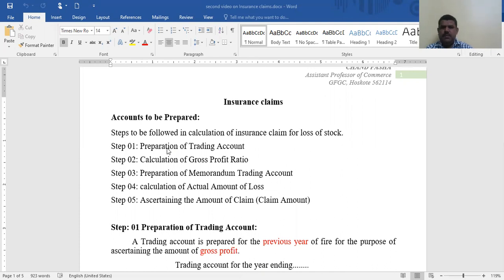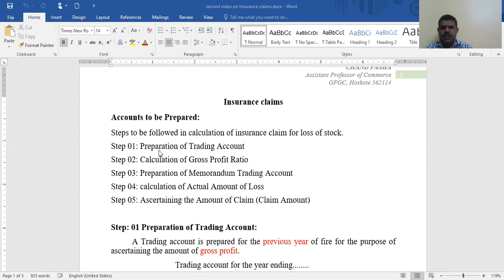Step number 1 is preparation of trading account. Step number 2, calculation of gross profit ratio. Step number 3, memorandum trading account. Step number 4, calculation of actual amount of loss. And step number 5, ascertaining the amount of claim.